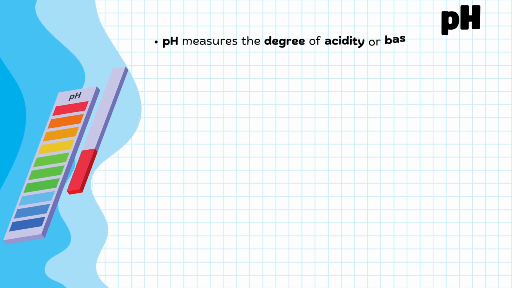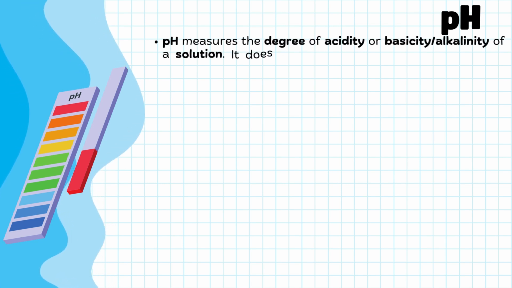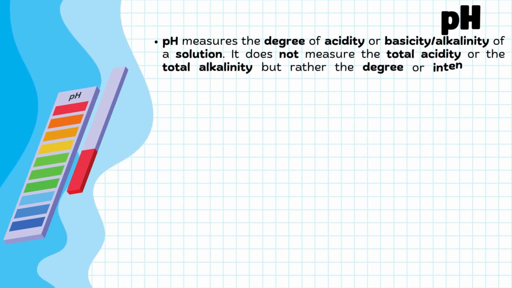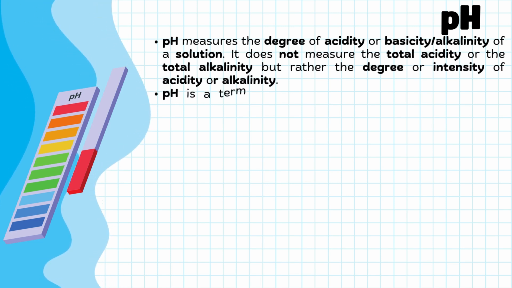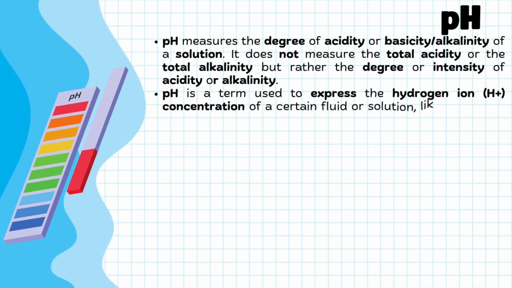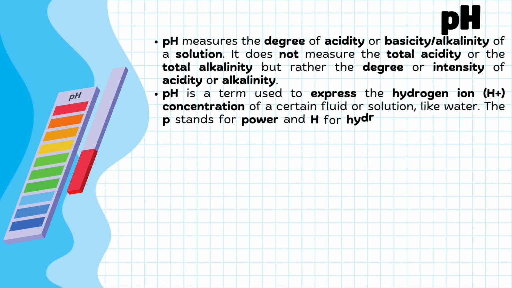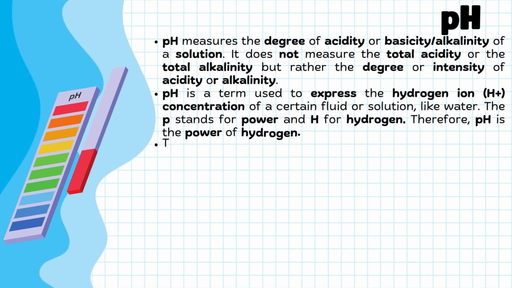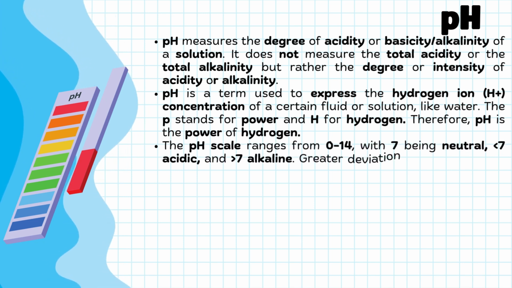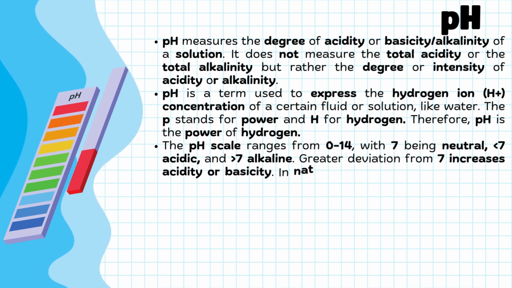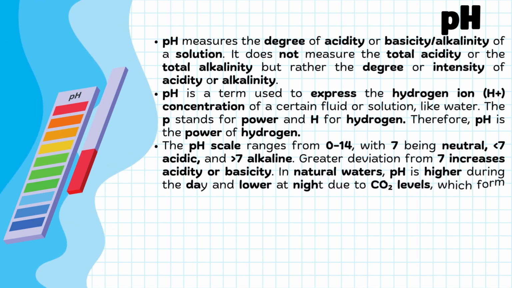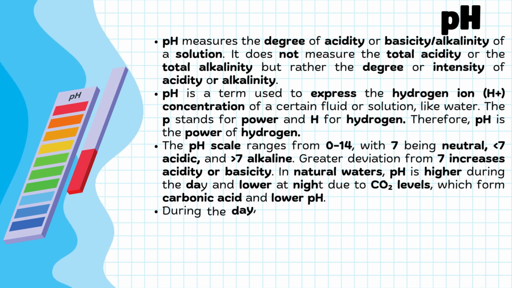So let's talk about another parameter. The pH. pH is a crucial parameter in aquaculture, measuring the degree of acidity or alkalinity in water. It does not indicate total acidity or alkalinity, but rather the intensity of these properties. So, what is pH? pH expresses the hydrogen ion concentration in water. The term pH stands for power of hydrogen. So, P is equal to power and H is equal to hydrogen.